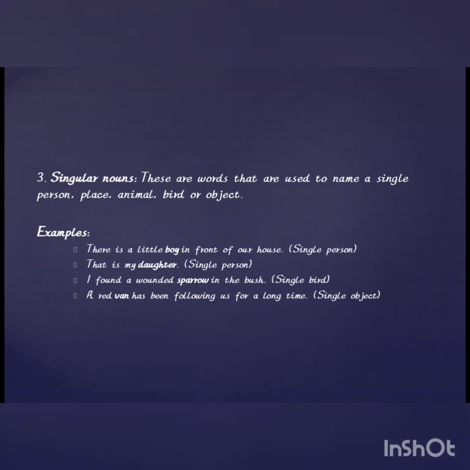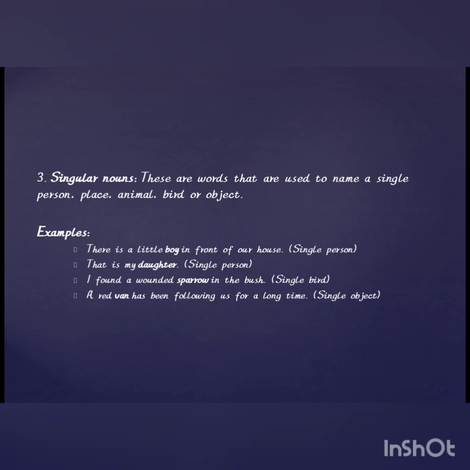Now we'll go on to the next type of noun. It is going to be the singular noun, and the next one is going to be the plural noun. Both go hand in hand. A singular noun is something I mention like a single person, a single place, a single animal, or a single object. Example, there is a little boy in front of our house. A little boy, which means a single person. Someone in common I have addressed.